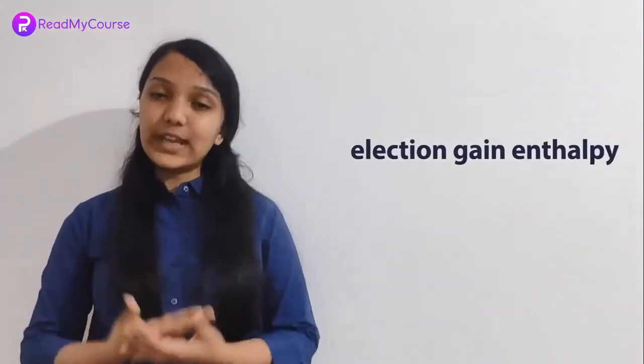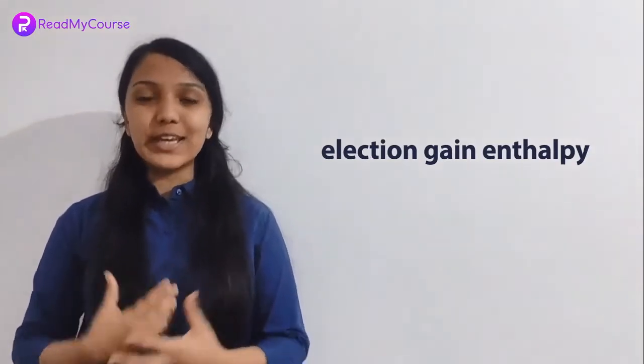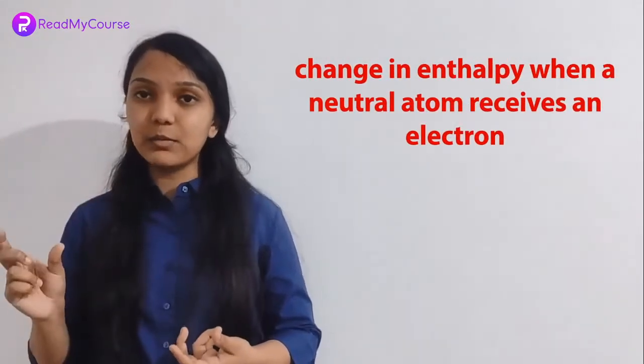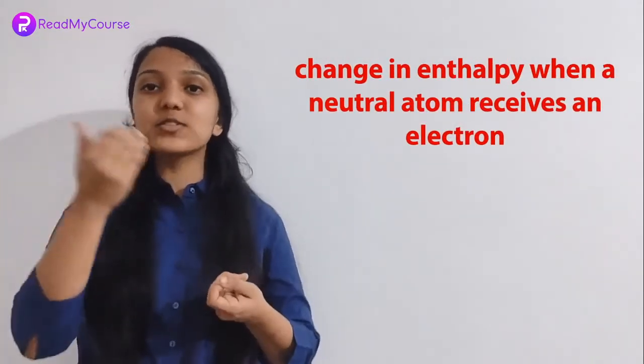Next is the electron gain enthalpy. What is electron gain enthalpy? When you add an electron to a neutral gaseous atom to convert it into a negative ion, that is an anion, there will be some change in the enthalpy. This is what is called electron gain enthalpy, the change in the enthalpy when a neutral atom receives an electron. So this is just a measure of the ease with which electrons get added into a neutral atom.